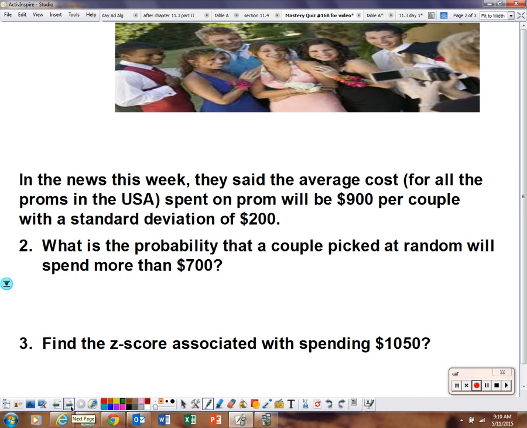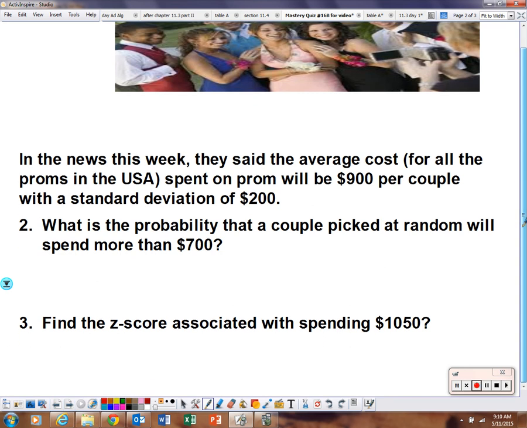In the news this week, they said the average cost for all the proms in the United States spent on prom will be $900 per couple with a standard deviation of $200. What is the probability that a couple picked at random will spend more than $700? Now remember, probability is going to equal the area under the curve.